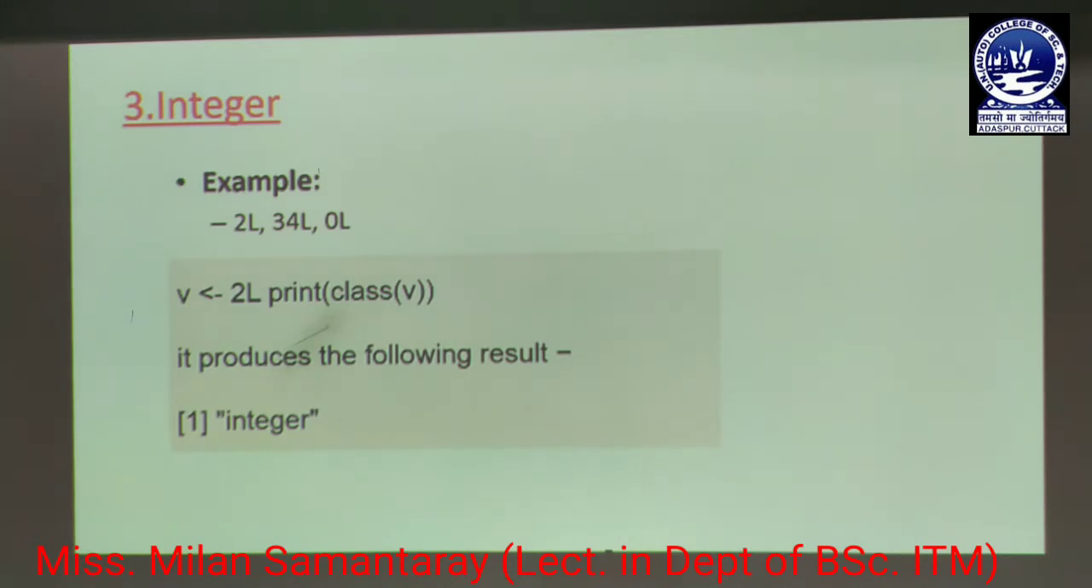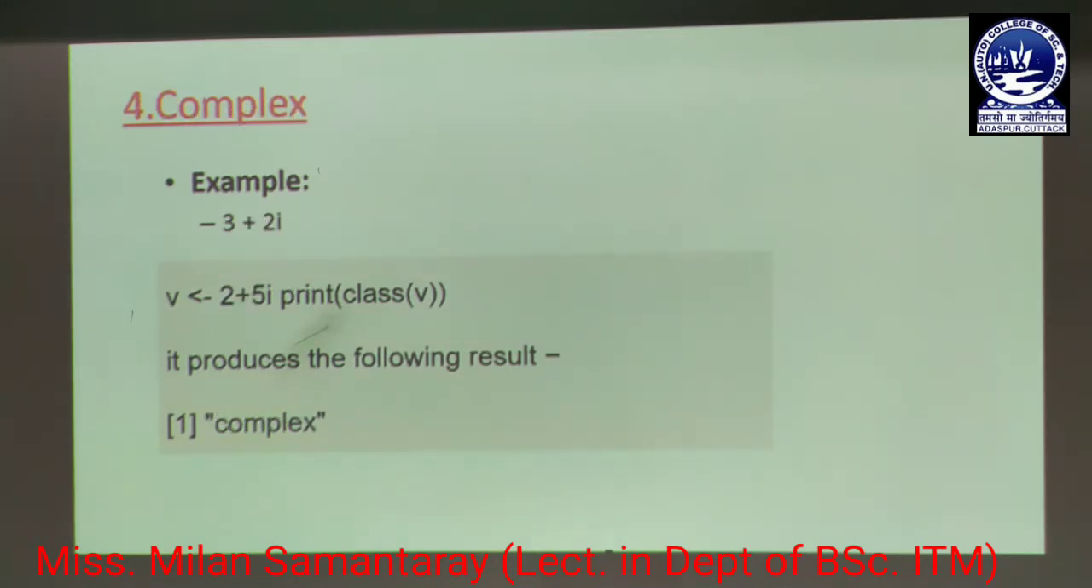Then next is our complex. We can also enter complex values into a variable, or you can say complex values can be stored in a variable using R programming. Here is the real part and here is the imaginary part. This is the syntax of writing a complex number: real plus an integer value then i, and then we have to enter this into the variable and then print class v, whatever variable we are using.